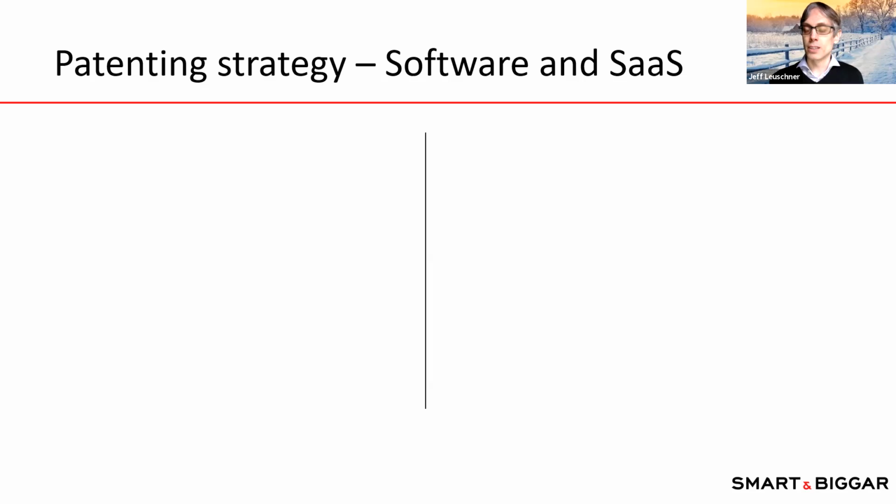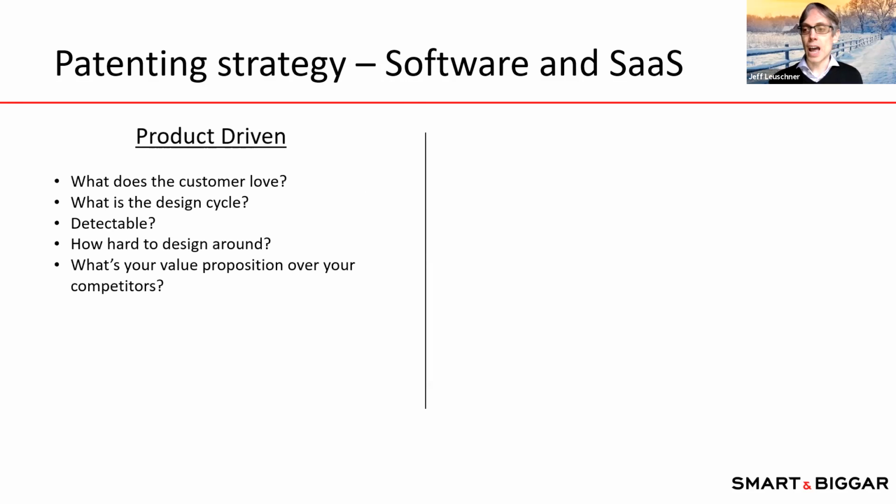If you're thinking about patenting strategy, a good place for a lot of companies to start is what I'd call a product-driven strategy. This is asking questions about what you are delivering to market or want to deliver to market. Questions like, what does the customer love about this product or potential product? What's the design cycle of it? What parts of this product would be detectable? If I got a patent on these things, how hard would it be to design around? What's my value proposition in this product over the competitors? Ask business questions like that to guide where you want to patent around your product, rather than technical questions like what's new, what's non-obvious. Well, you have to deal with those, but you need a short list first of what makes business sense to patent around your product.